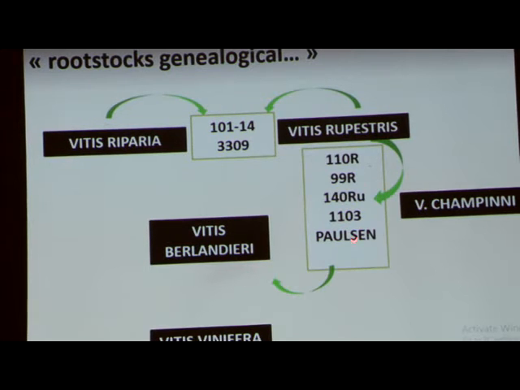This other group, Richter, Ruggeri, Paulsen, coming from rupestris crossed with Berlandieri, is the opposite. Very deep roots, very vigorous ones, and the maturity will be delayed.